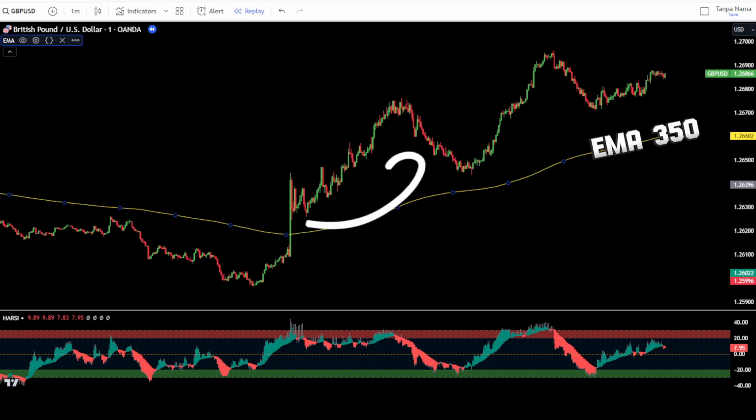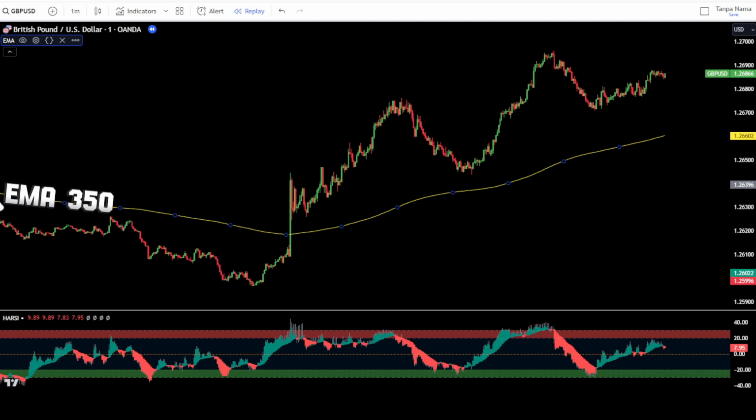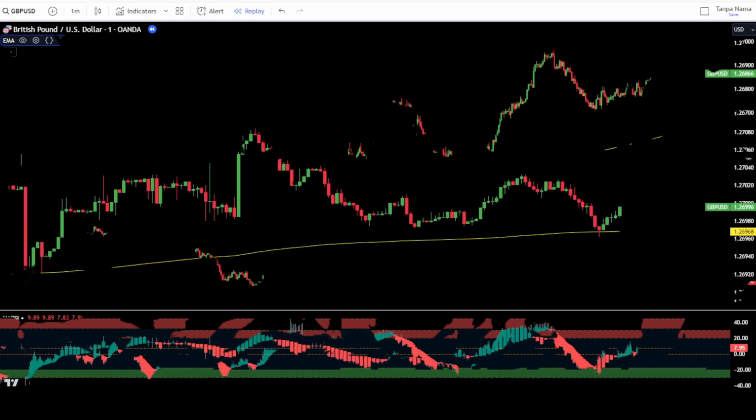If the price candlesticks are situated above or break out above the Exponential Moving Average or EMA line, it indicates a bullish trend. On the other hand, if the price candlesticks are below or break out below the Exponential Moving Average, it signifies a bearish trend.